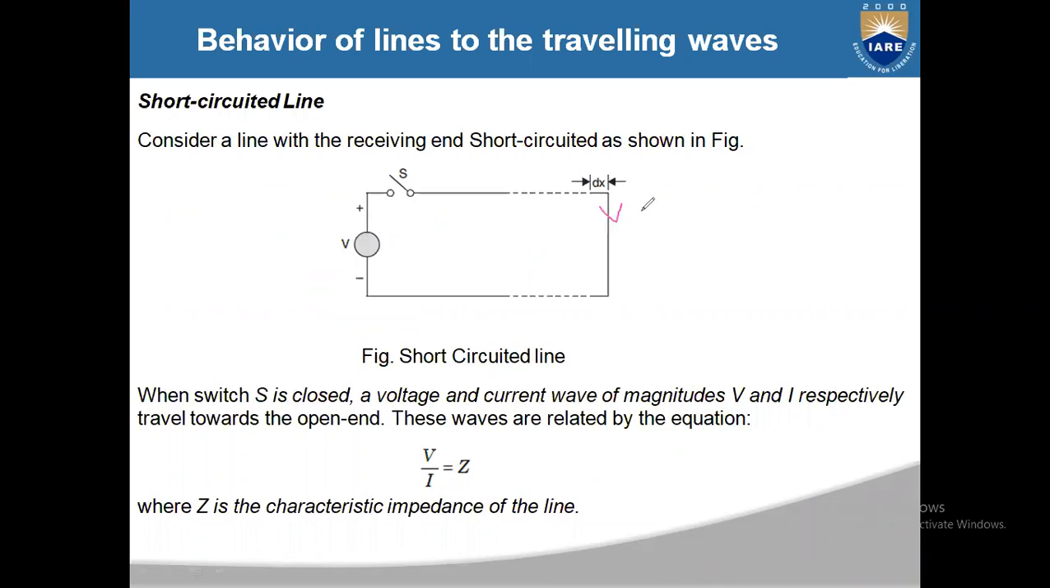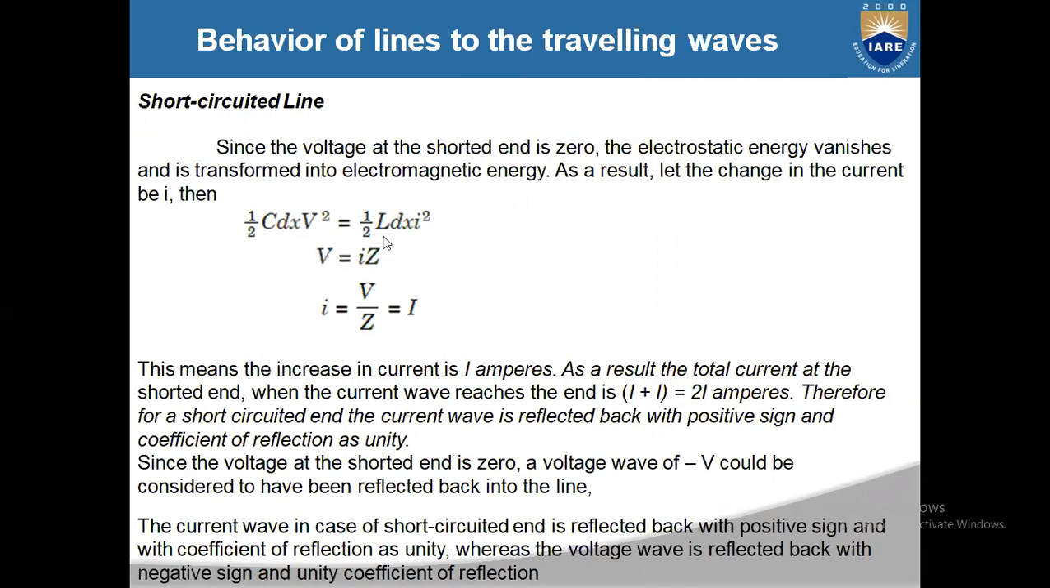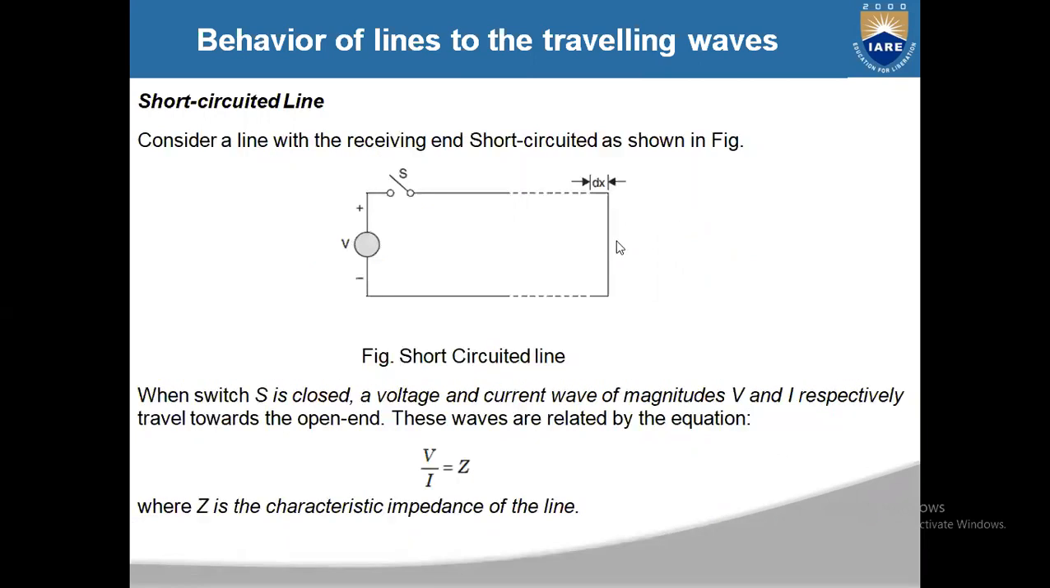at the receiving end, as it is short circuited, the voltage becomes 0 and current will become double. Okay, so reverse to the previous case. In the open circuited case, current will be 0 and voltage is doubled. So here in the short circuited condition, voltage will become 0 and current will be doubled. So that means in this short circuited case, electrostatic energy is converted into electromagnetic energy.